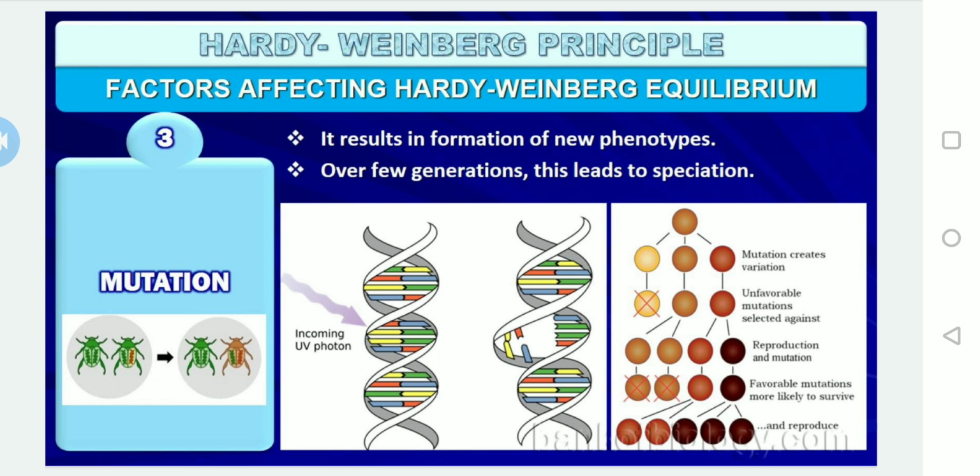So what is a saltation? A single step mutation that leads to large variations is called saltation. And when it comes to speciation, it is the process of formation of new species.